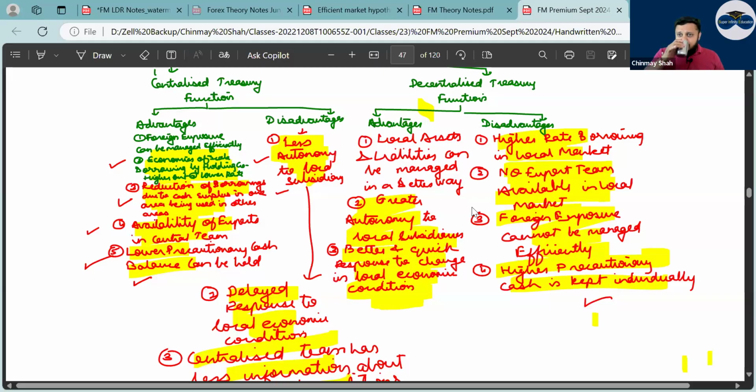Greater autonomy to local subsidiaries. Better and quick response to change in local economic condition. That cannot happen in a centralized function. Disadvantage is what? Higher rate of borrowing in the local market, right? No expert team available in the local market. Foreign exposure cannot be managed efficiently, and higher precautionary cash is kept individually.